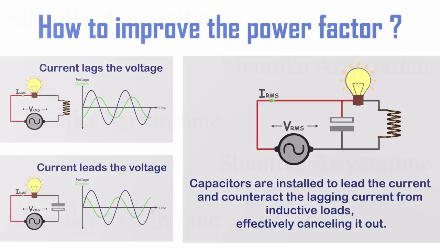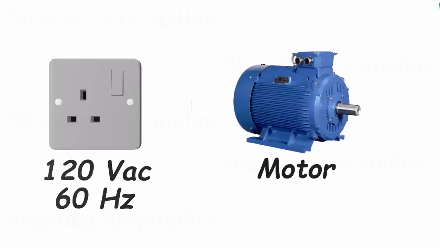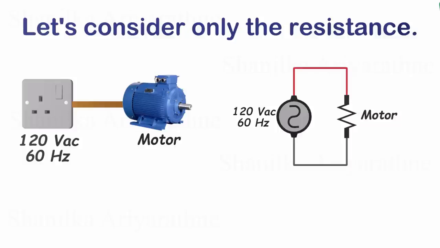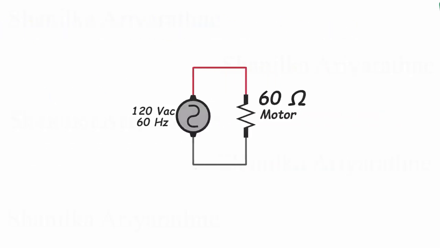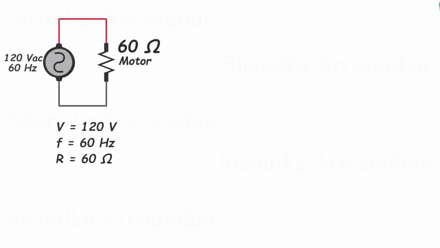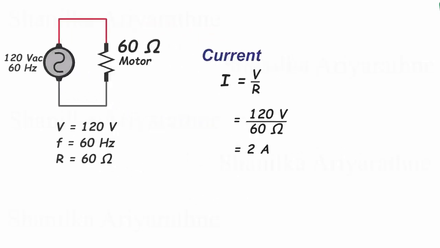I believe you now have a clearer understanding of what occurs when there is reactance in a circuit. Let's proceed with some power factor calculations to reinforce these concepts. Imagine we have connected an induction motor to our 120-volt 60 Hz main power supply. If we only consider the resistance, we can draw the circuit like this. The resistance of the motor is 60 ohms. From there, we can simply calculate the RMS current through the circuit, which will be 2 amperes.